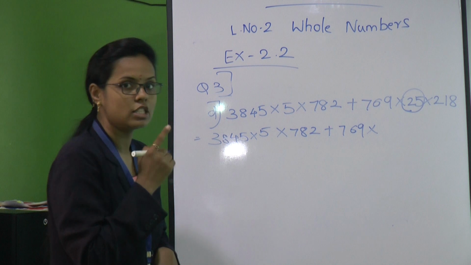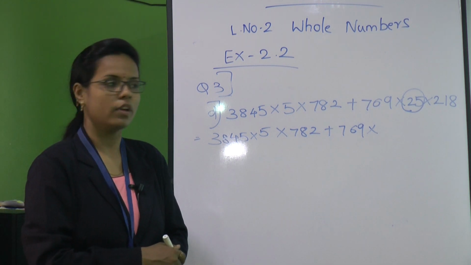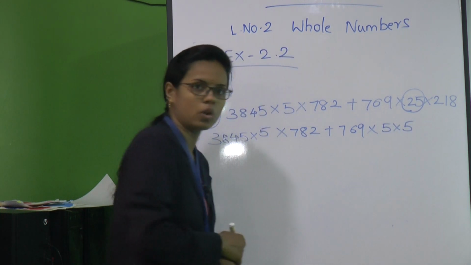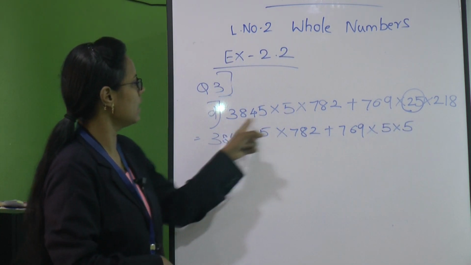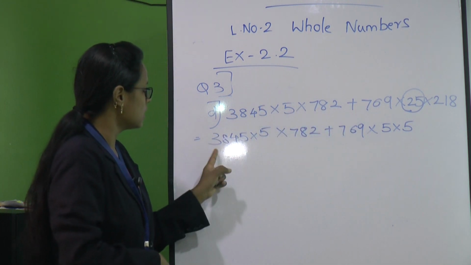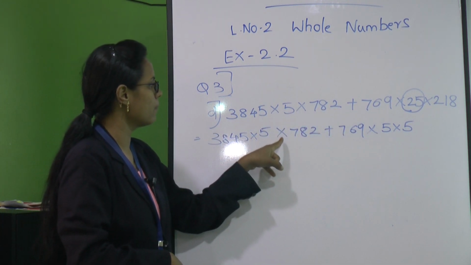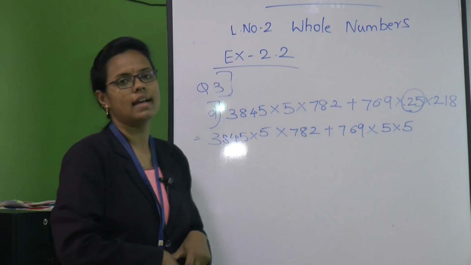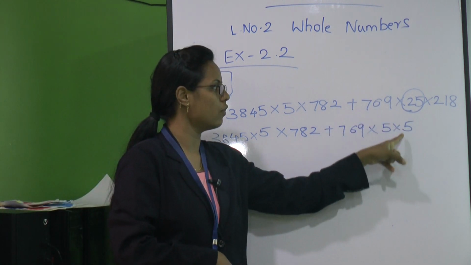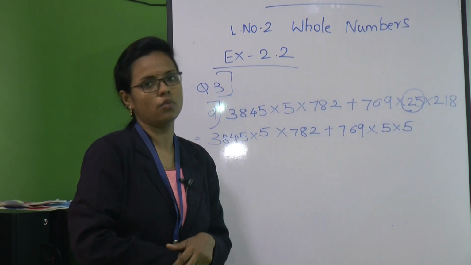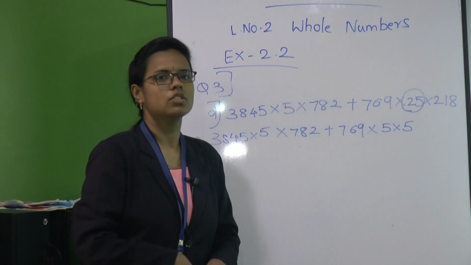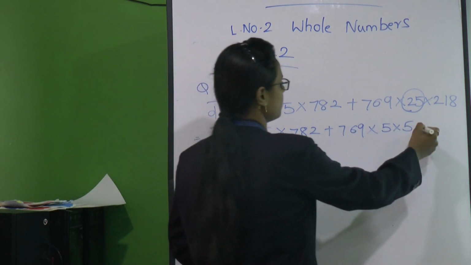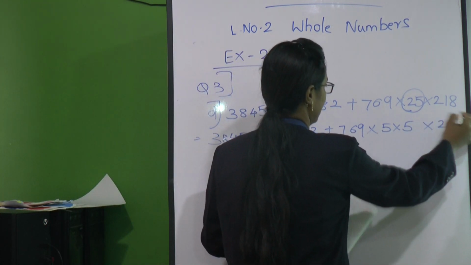See students, this 25 now we are going to take in a different way, that is 5 into 5. We have taken everything as it is till 769. 3,845 into 5 into 782 plus 769, till here we have taken as it is. But for 25 now we are going to take 5 into 5, which is nothing but 25. We are just distributing it. And the remaining 218.